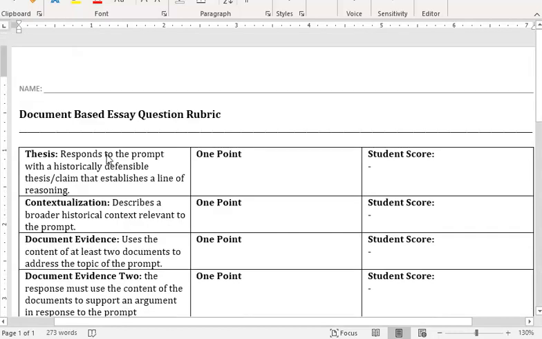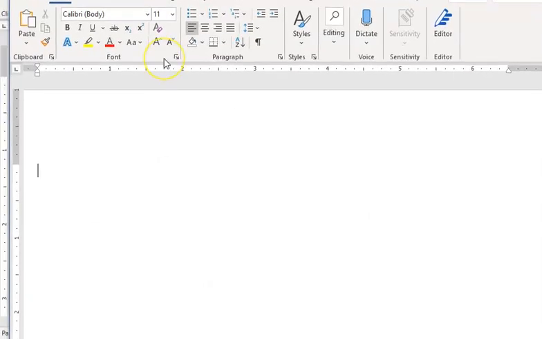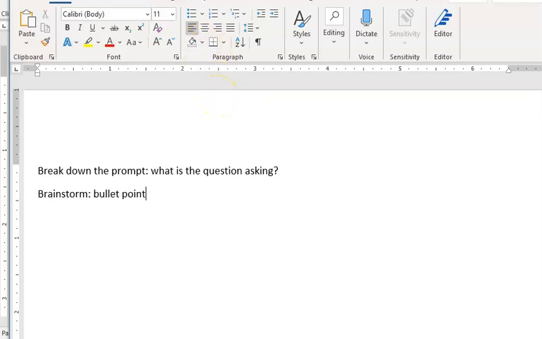One thing that's going to help you do all of this in a 45-minute time frame is brainstorming and making an outline. It doesn't need to be a ton. I'm just going to quick open up a document here. You want to quick break down the prompt: what's the question actually asking? Don't forget to do that. Then you want to brainstorm, and for that you really just want a bullet point list. Then you want to write a quick thesis, and then make an outline.